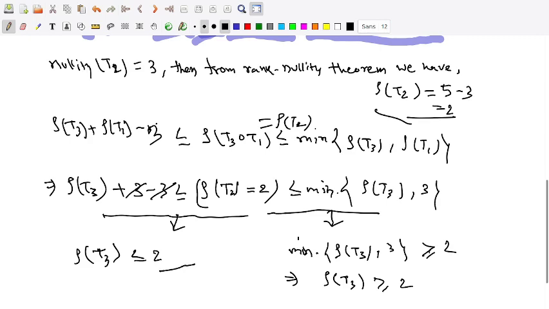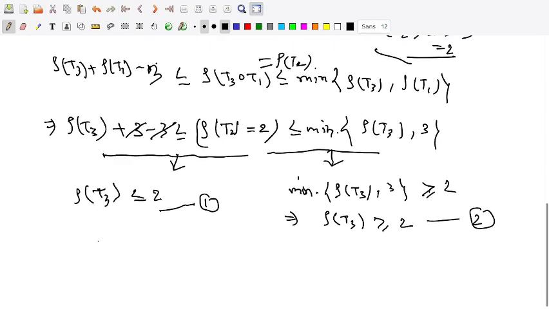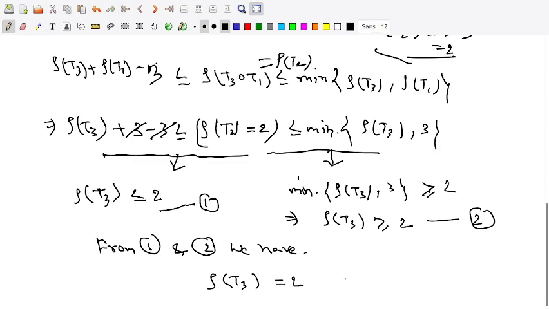Then if this is inequality number 1 and this is inequality number 2, then from 1 and 2 we have rank T3 is equal to 2. This is the solution. Is it easy or not?